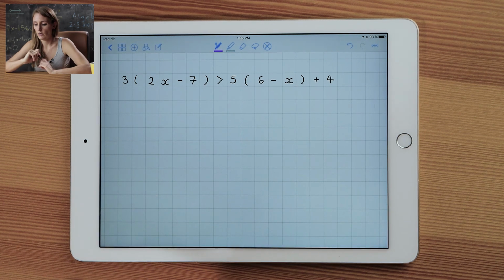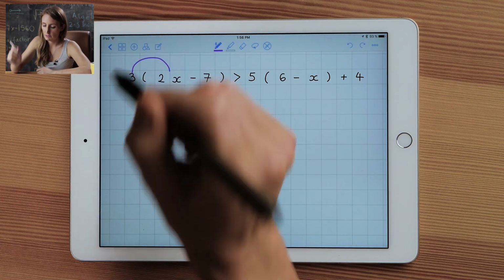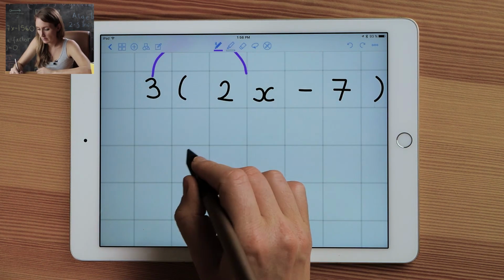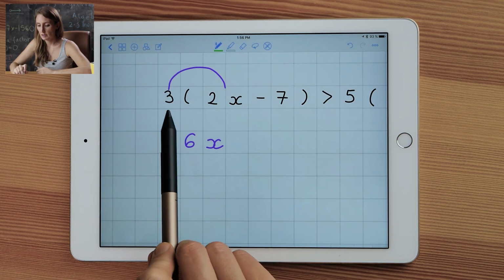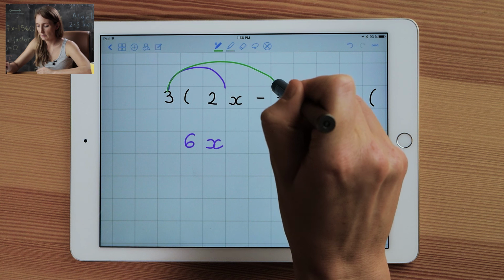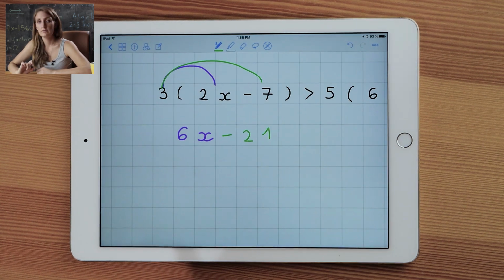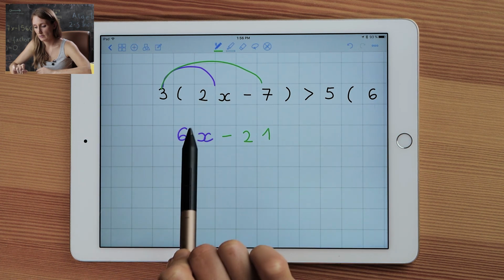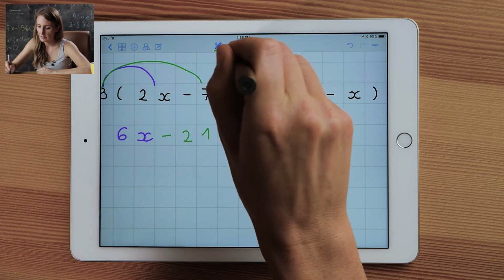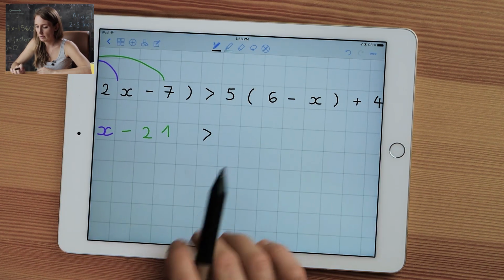The first thing I would always do is start by multiplying out your brackets. So 3 times 2x gives me 6x. Now I'm going to do the 3 times the minus 7, so that is going to give me minus 21. Notice how I'm keeping everything in the same space. So this is here, this is directly underneath it. Now I'm going to rewrite this inequality symbol in the middle, and I'm going to work on this second bracket over here.